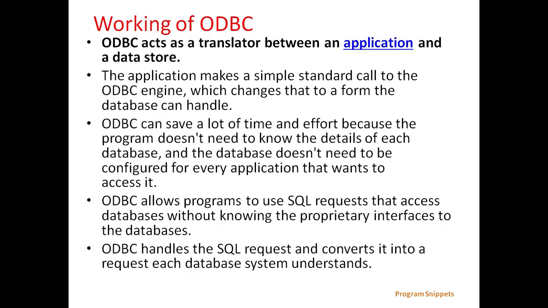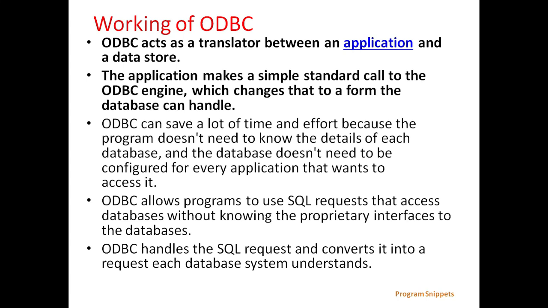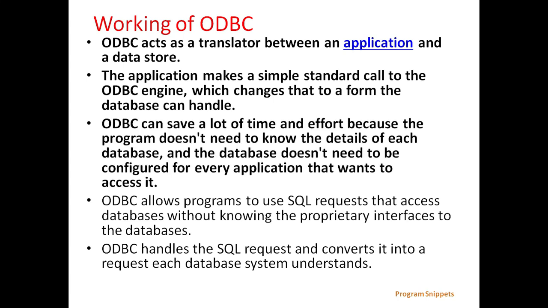ODBC acts as a translator between an application and a data store. The application makes a simple standard call to the ODBC engine, which changes it to a form that the database can handle. ODBC can save a lot of time and effort because the program doesn't need to know the details of each database, and the database doesn't need to be configured for every application that wants to access it.